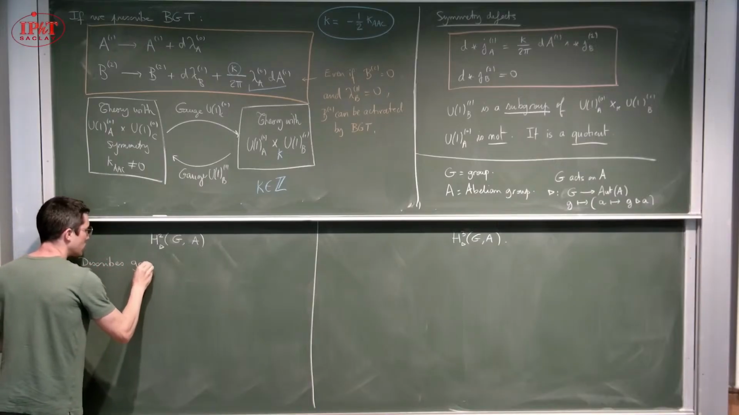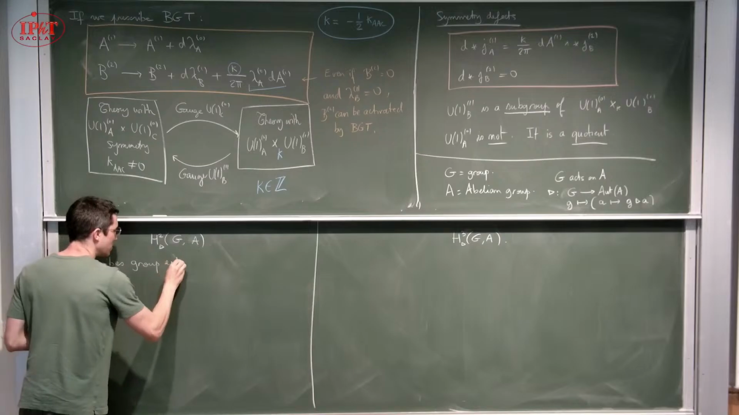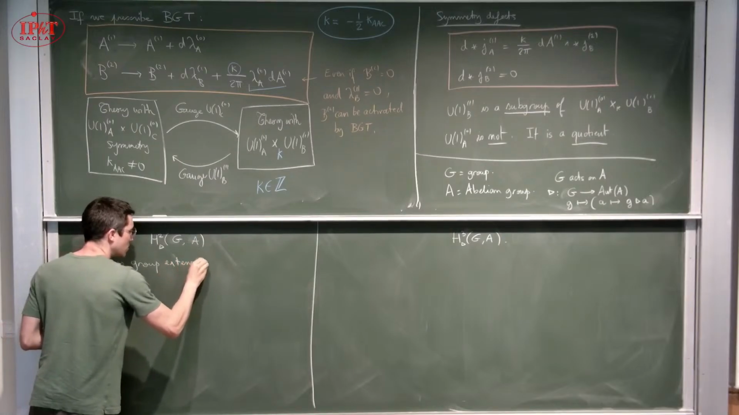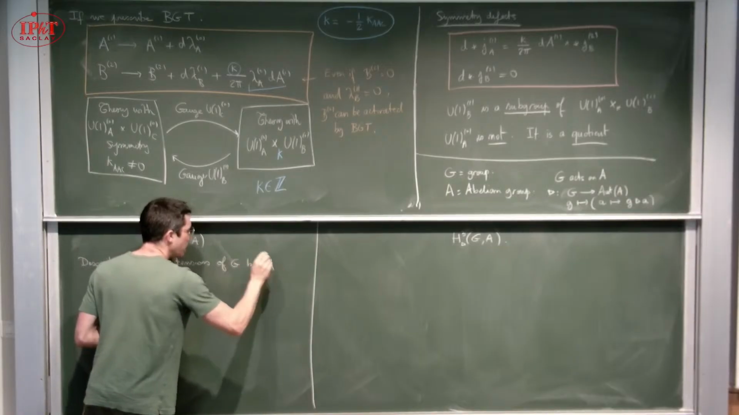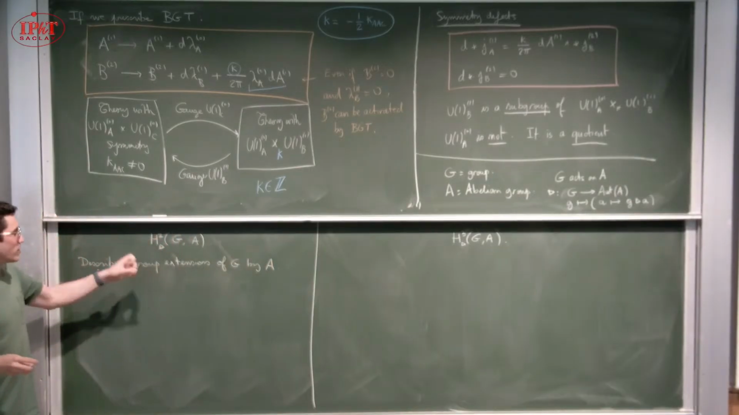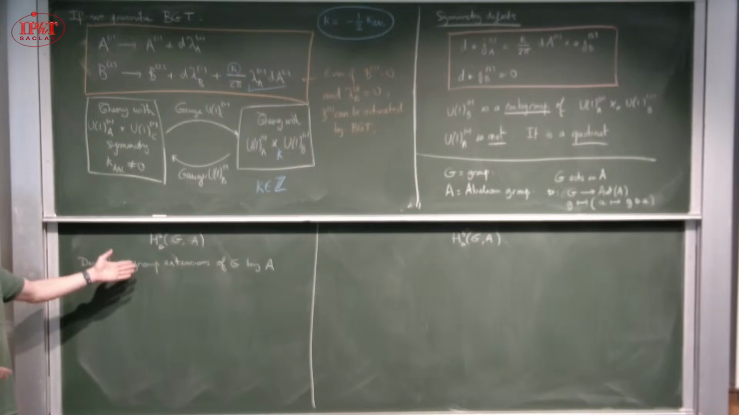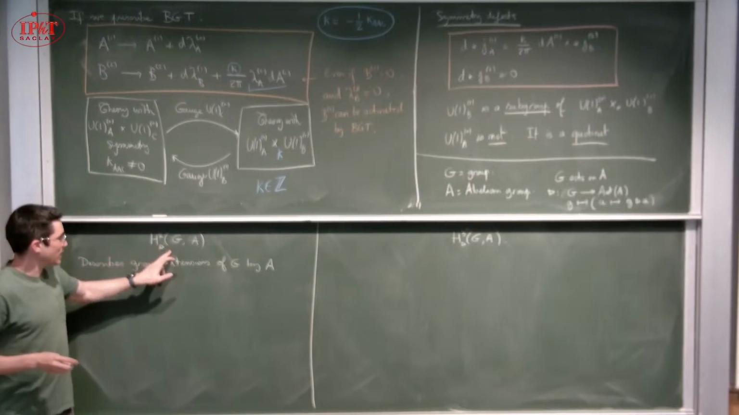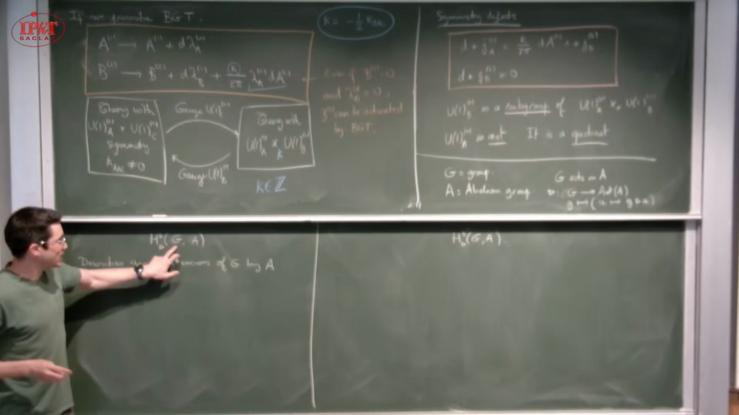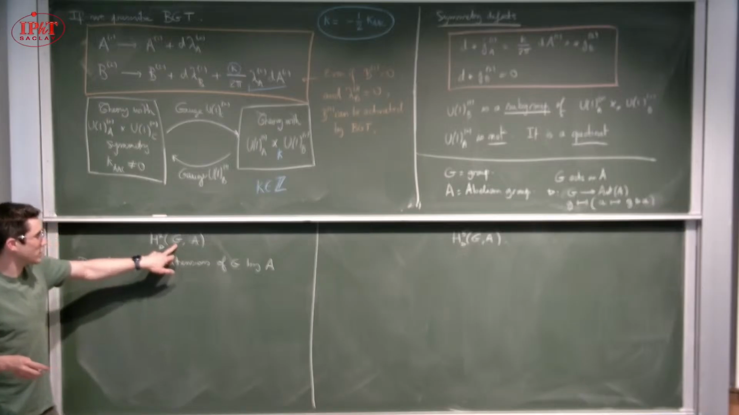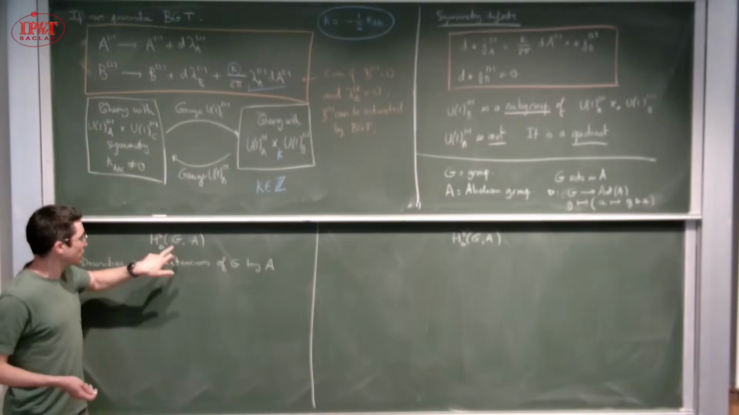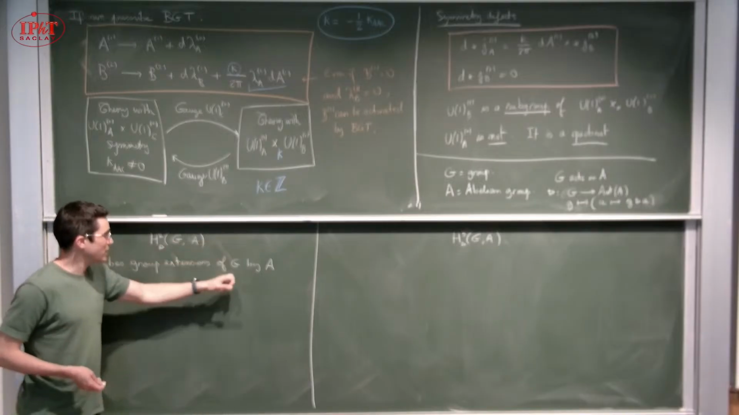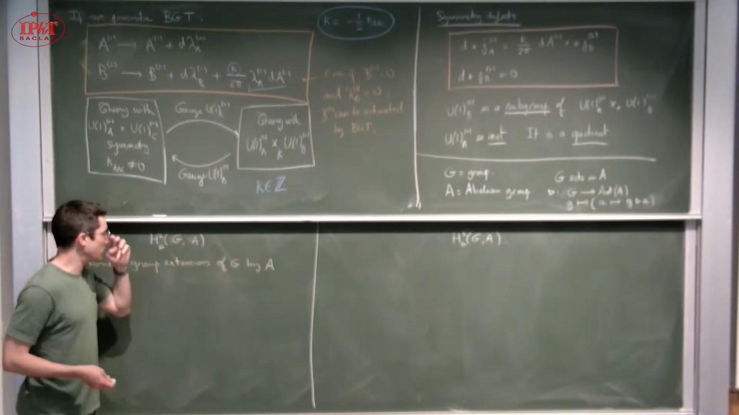So H2 describes group extensions of G by A. This is actually the standard thing when you study anomalies and so on. You can say that you have a projective action, a projective representation of G, then you can make it into a non-projective representation of the extension of G by some central elements.